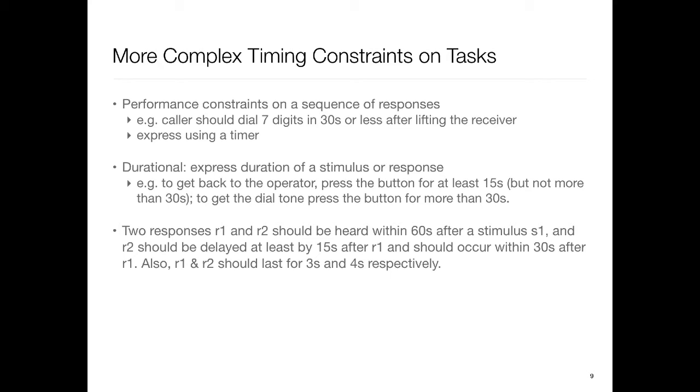There are other timing constraints which are a lot more complicated, which may not simply be min-max between two events the way I have done. Sometimes they span multiple events. For example, I may have constraints like the user should dial 7 digits in 30 seconds. So in this case, we are really placing a constraint on a bunch of events, as opposed to just a pair of events. They may also be expressed in terms of durations. I'm sure you have dealt with these systems, like press the button for 5 seconds, but no more than 8 seconds, and then release them in the sequence and all.